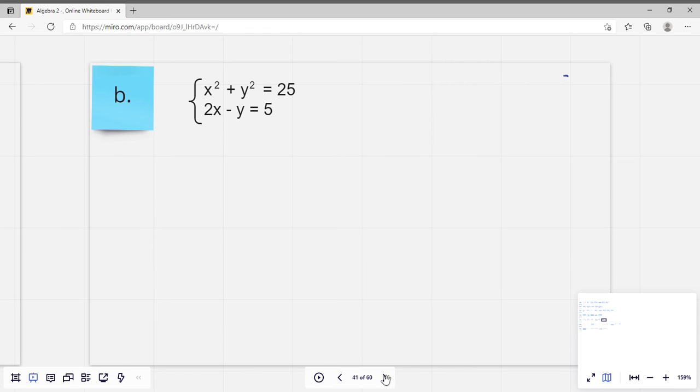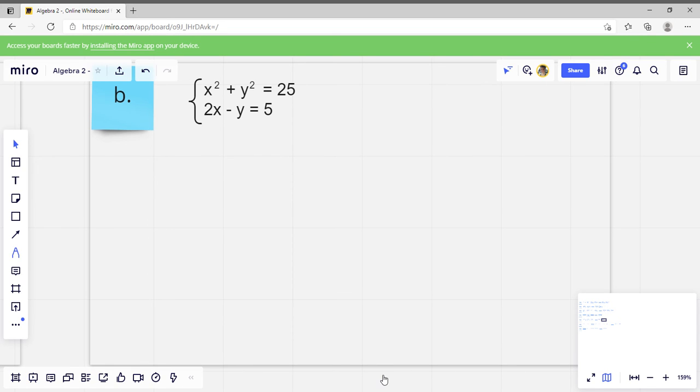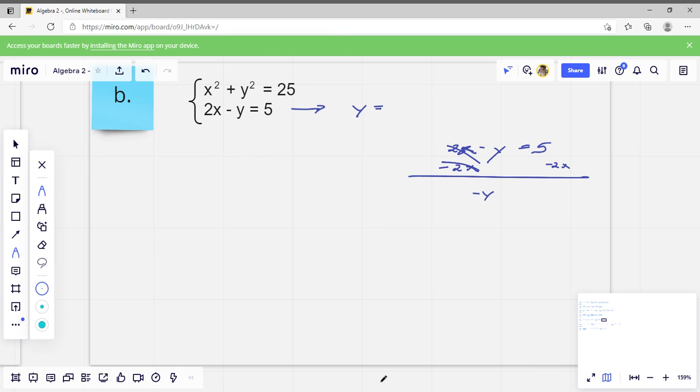Okay. This one, we're going to rearrange this problem to get y equals. 2x minus y equals 5. We're going to do minus 2x, and we get negative y equals negative 2x plus 5, and then we just change the sign, and it'll turn into y equals 2x minus 5.